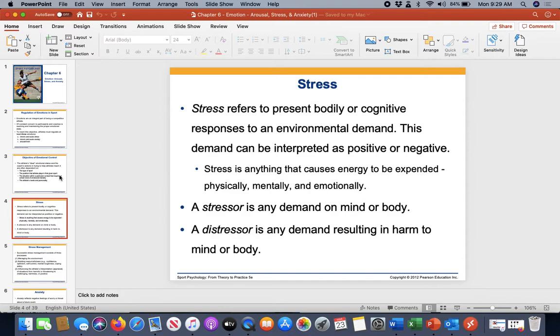So what is stress? Like what they say here, it refers to the present bodily or cognitive responses to an environmental demand. The demand can be interpreted as positive or negative. So you can have good and bad stress, and we'll talk about that in a second. But ultimately, present bodily or cognitive responses. Stress is how the body is going to react both physically and mentally toward a demand that's placed on them through the environment.